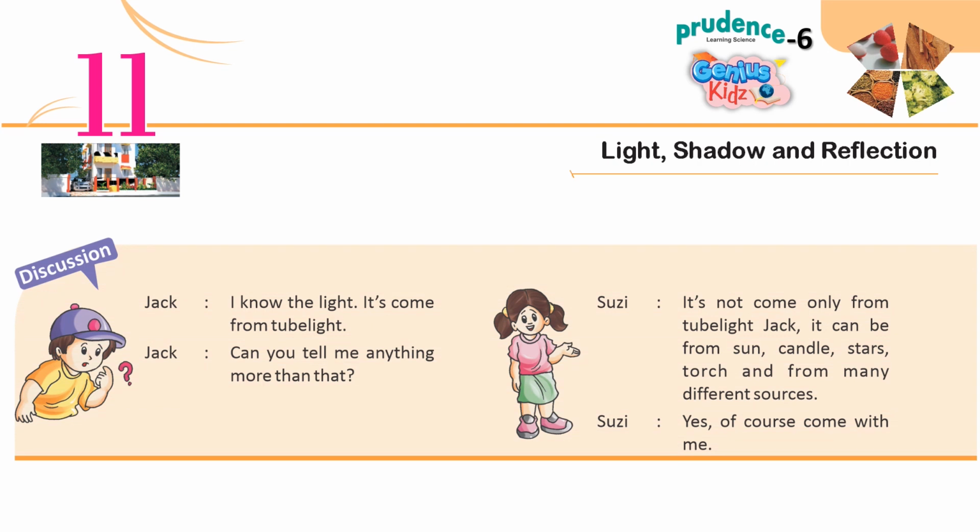Discussion. Jack: I know the light. It comes from tube light. Susie: It does not come only from tube light, Jack. It can be from sun, candle, stars, torch and from many different sources. Jack: Can you tell me anything more than that? Susie: Yes, of course, come with me.